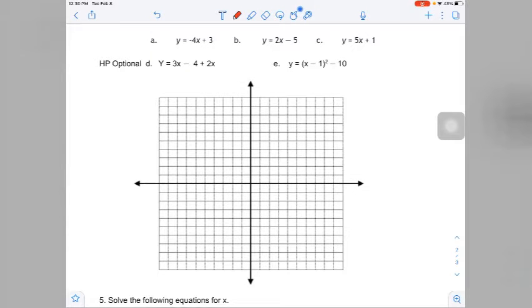All right, so we'll go over the first three here, and then we'll probably make a new video about the highly proficient optional ones, which are D and E.